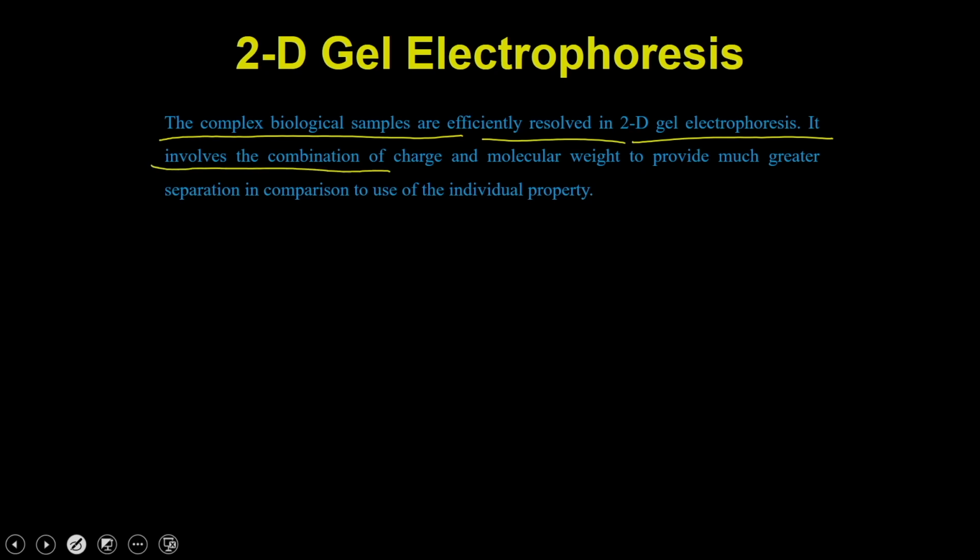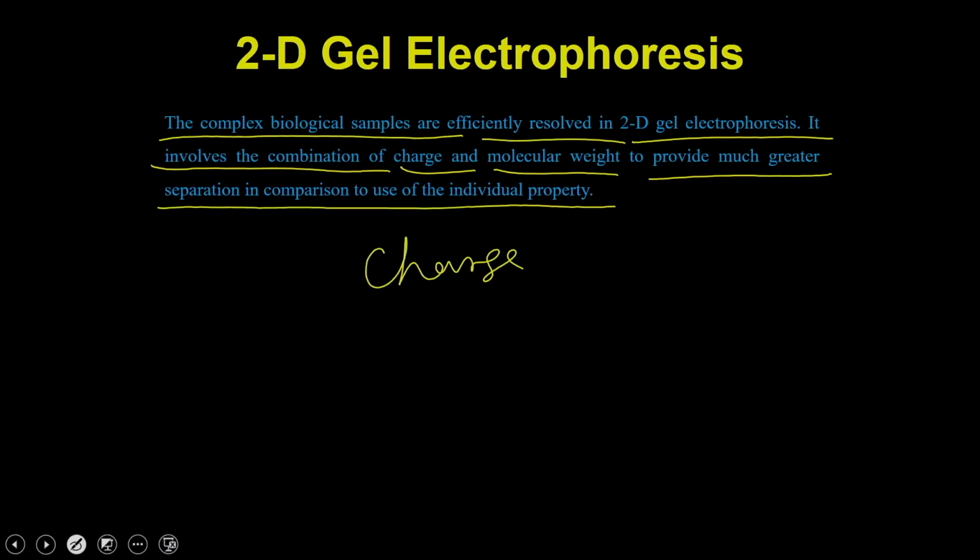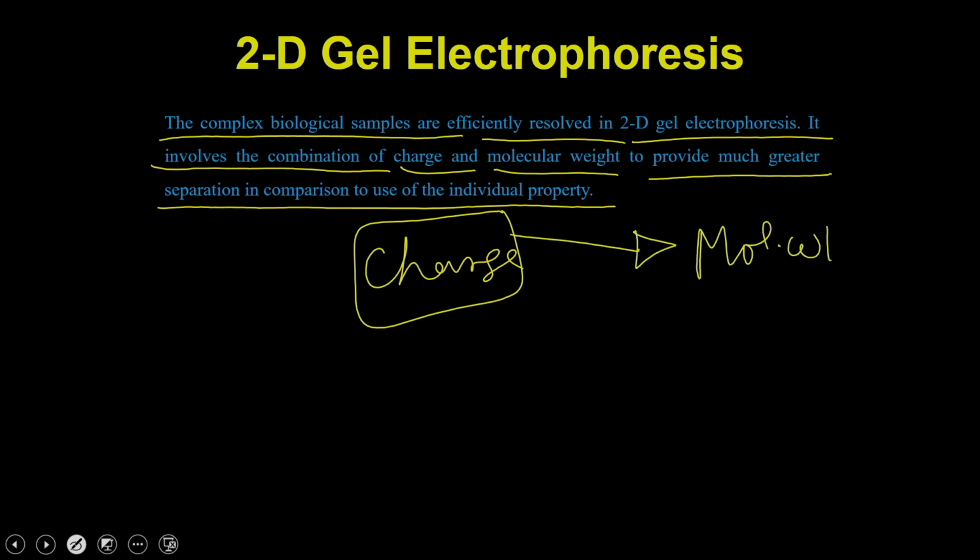Complex biological samples are efficiently resolved in 2D gel electrophoresis. It involves the combination of charge and molecular weight to provide much greater separation in comparison to the use of an individual property, which means you are first going to resolve the molecules based on the charge, and then you are also going to resolve them as per the molecular weight. Because of that, it is going to give you better separation.